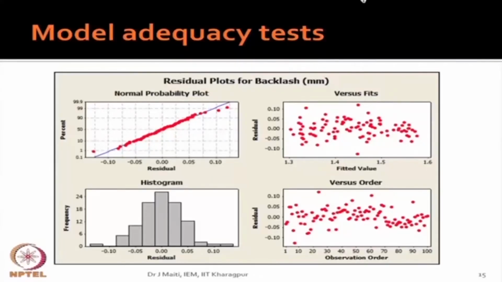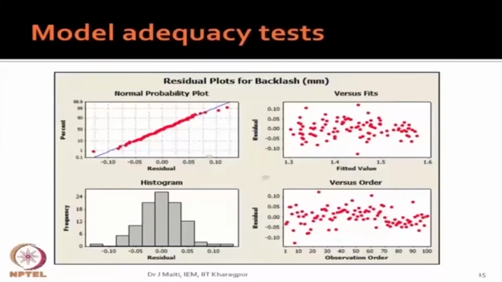Under model adequacy test, definitely what I have told earlier, R square is coming under model adequacy test, which basically talks about whether the model is valid or not. Apart from R square or the analysis of variance, that F test, we require to test the residuals, whether residuals are basically following the assumptions of the regression model or not.